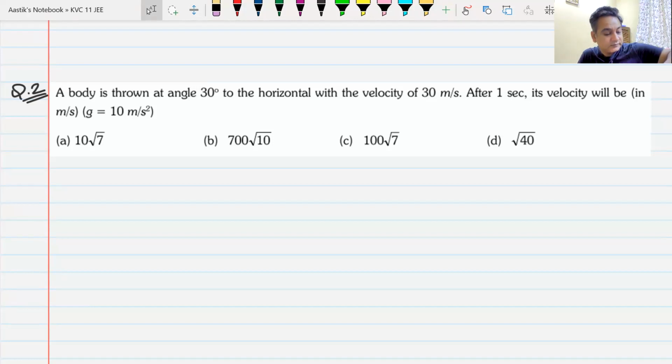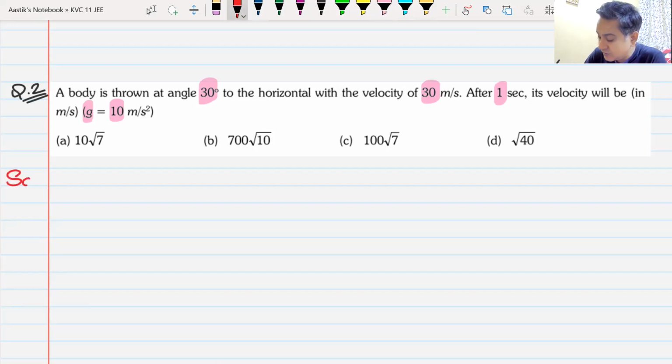One more minute. I will wait. It is 9:19. I will wait till 9:20. Everything is given that is needed. Angle 30 degrees. Velocity 30. 1 second. g is 10. So how do you do it? 9:20 is already there on the clock and your time is over. How do you do it?